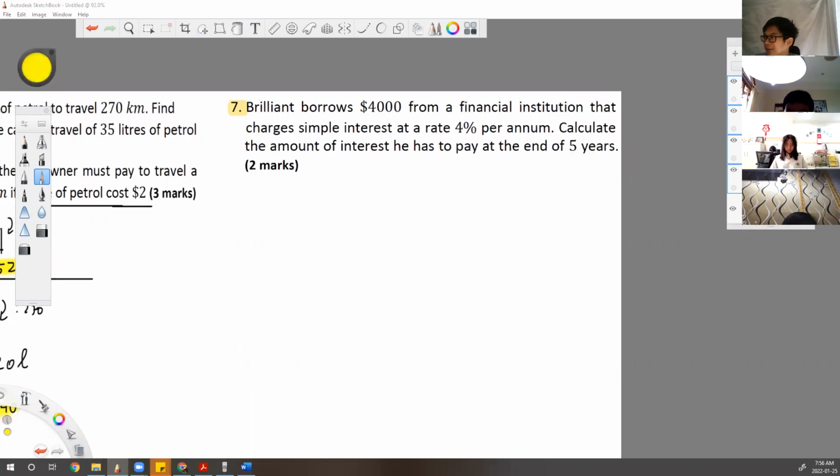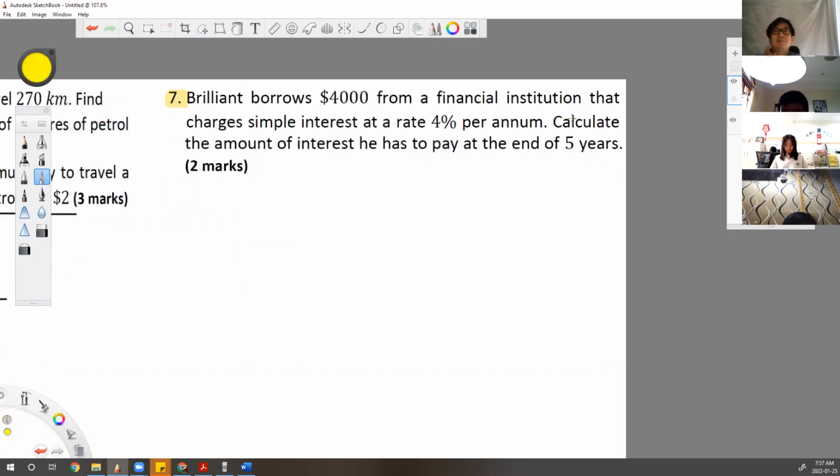Oke. Now, Brian borrows 4,000 from a financial institution that charge simple interest at 4% per annum. Per annum means per year or yearly. He calculate the amount of interest that he has to pay. Interestnya ya. Oh, gampang aja. Interest berapa? 4% per year. So 4 per 100 per year. Right? And end of 5 years, ya udah times 5 lah.